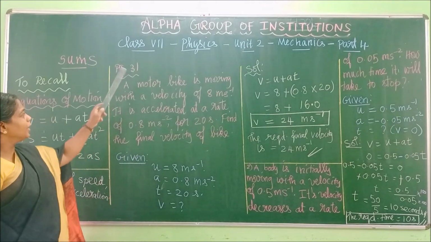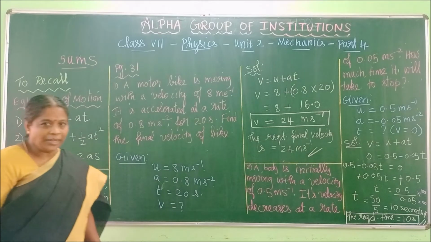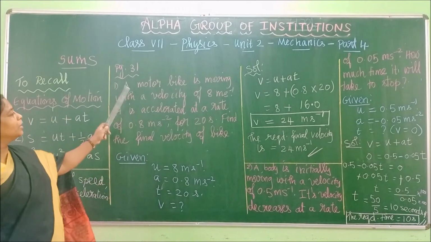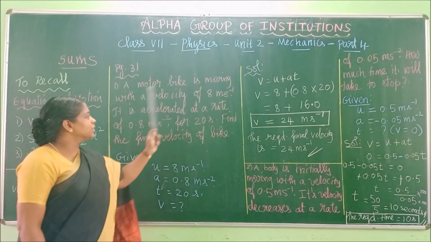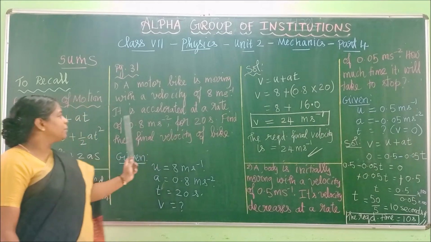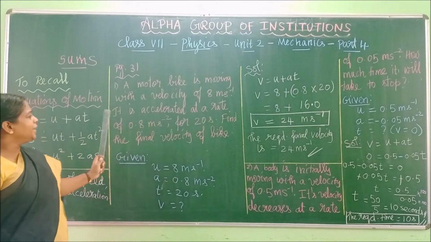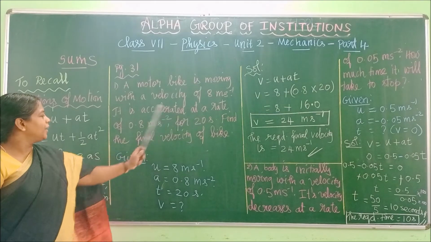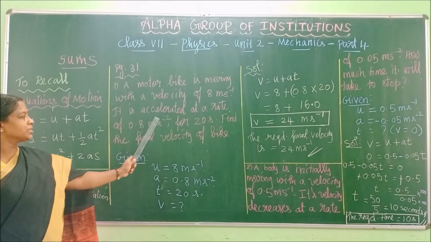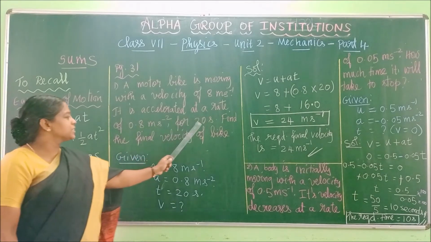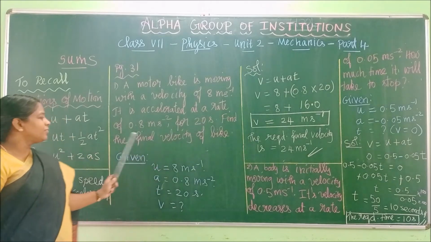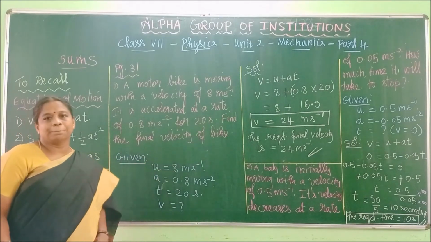First sum, it is from page 31, from your textbook. Your motorbike is moving with a velocity of 8 meters per second. It is accelerated at a rate of 0.8 meter per second square for 20 seconds. Find the final velocity of the bike.